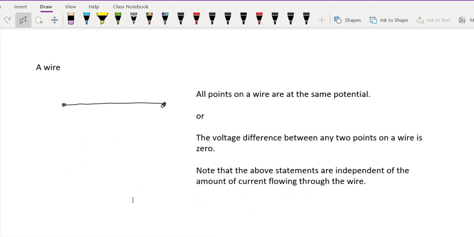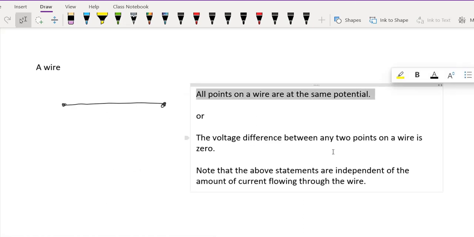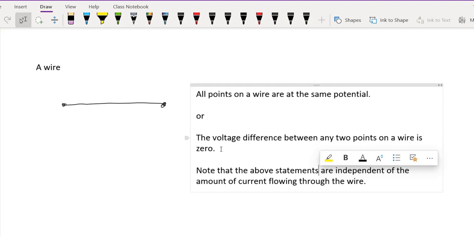Finally, let's talk about the definition of a wire. In any circuit, there are components, and components are connected by wires. So we need to be clear about what we mean when we draw a wire in a circuit. So here's the definition. Whenever there's a wire, what we're saying is all points on the wire are at the same potential. In other words, the voltage difference between any 2 points on a wire is 0.